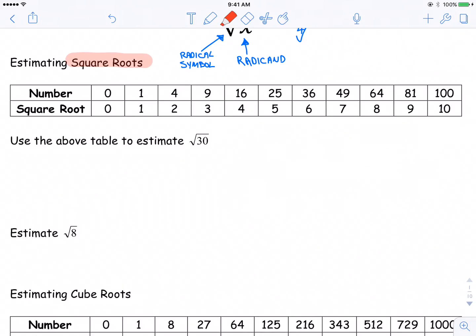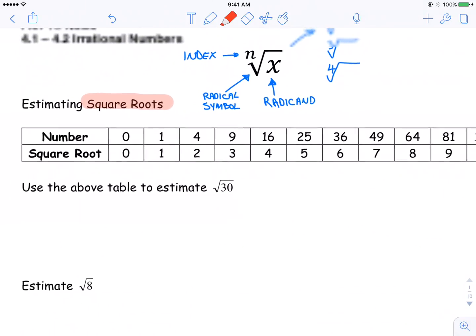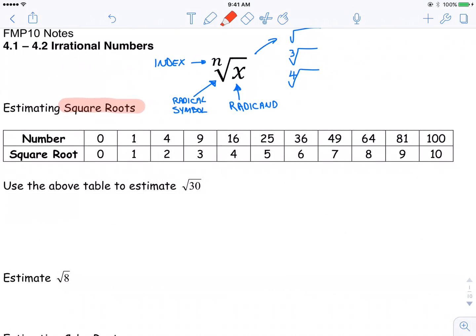So here we just have a list of all those numbers which we know are perfect squares. For example, let's skip all the way down here. 64 is a perfect square. Why is it a perfect square? Because 8 times 8 gives me 64. So that's where we get all these from.